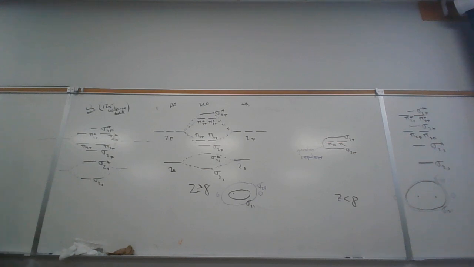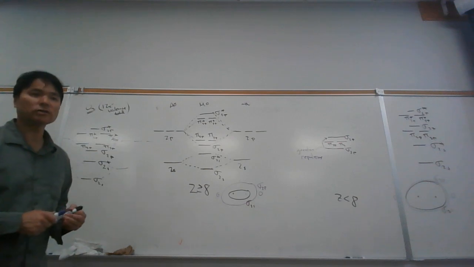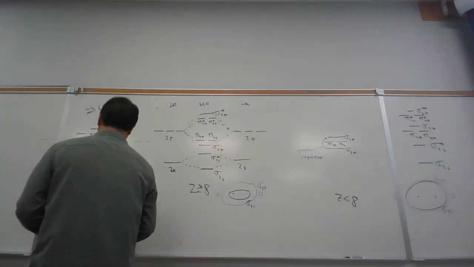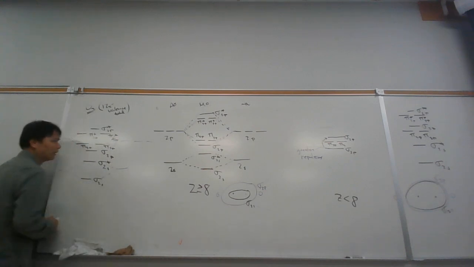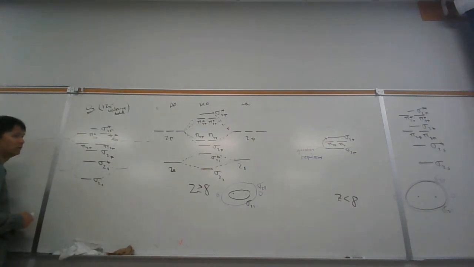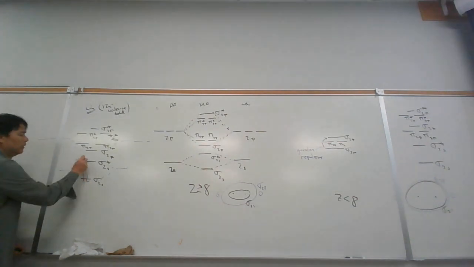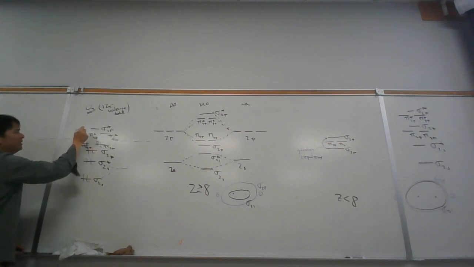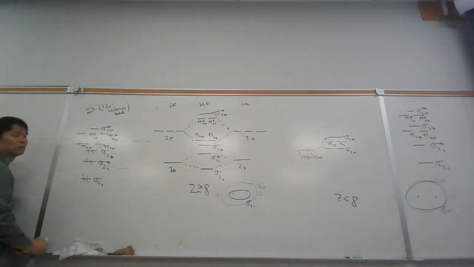Okay, let's fill it with the oxygen's electrons. The oxygen's electrons, how many are there? 12, right? Yeah. And so we have to follow all the same rules: Aufbau, Pauli, and Hund's. 2, 4, 6. Okay, now Hund's rule comes into play. 7, 8, 9, 10, 11. Where does the 12th one go?